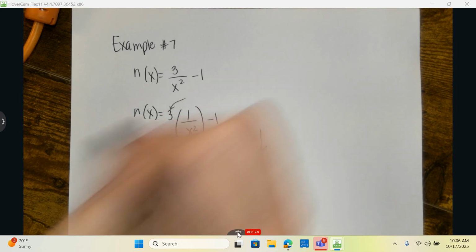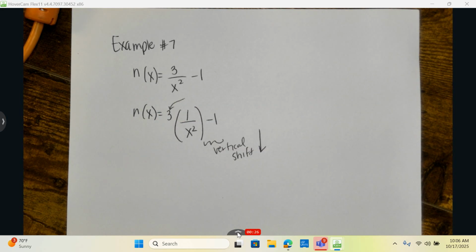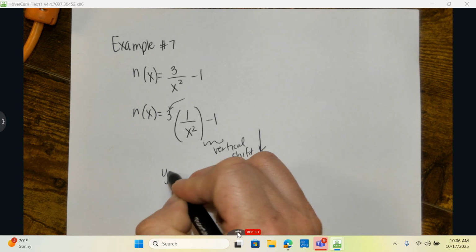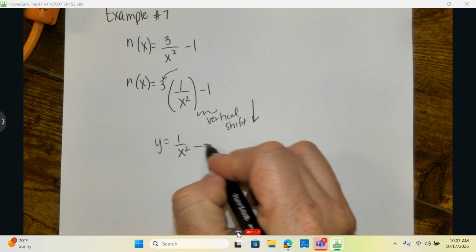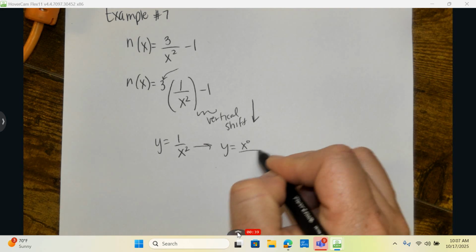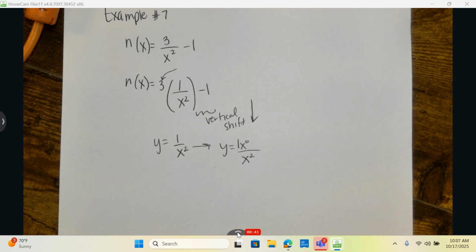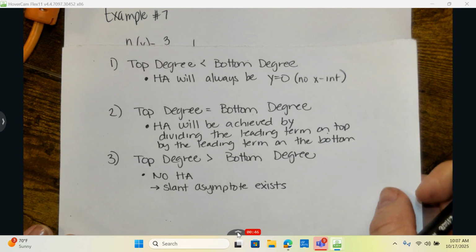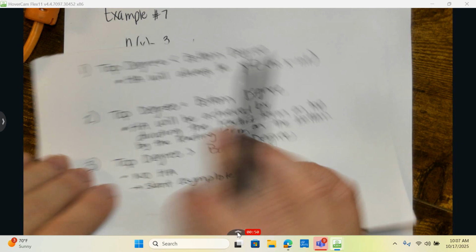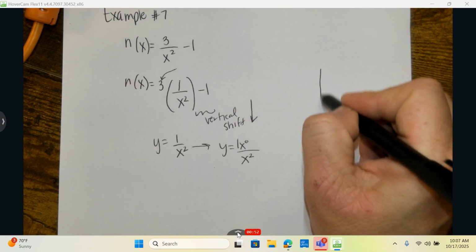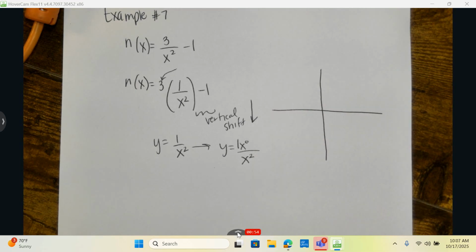If you recall from freshman year, this is going to be a vertical stretch. We're going to take the y values and multiply them by 3. So let's really focus on this. In this situation, we have y is equal to x to the 0 over x squared. And so if I focus in on the degrees, I can see the degree on top is less than the degree in the bottom. And so I'll have a horizontal asymptote at y equals 0. So I'm going to do that right on my paper at this time.